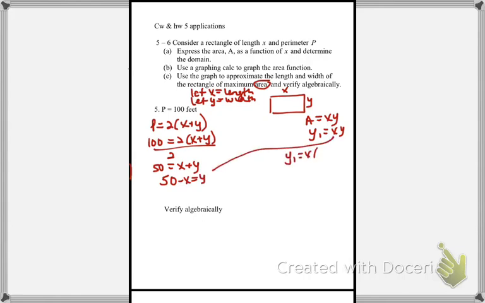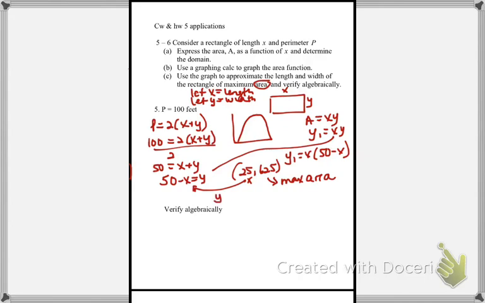So in your y1, you put this in your y1, and since you're maximizing an area, you're getting a graph with a maximum. You're going to find your maximum point to be 25, 625. This is the x, the length. This is the maximum area. To find your y, plug the x back in, and you will find your y of 25.